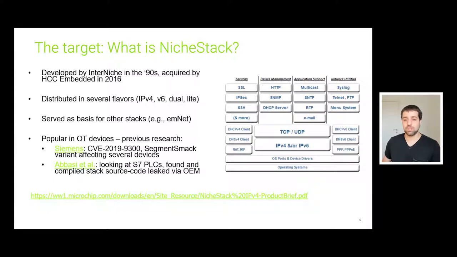You can see on the right-hand side that other than providing the bare-bones network and transport layers like IP, TCP, etc., it also provides high-level application layer services, so HTTP, DHCP, DNS, SSH. So it's actually quite a robust stack, which for attackers means there's more attack surface. So let's get into the vulnerabilities that were found.